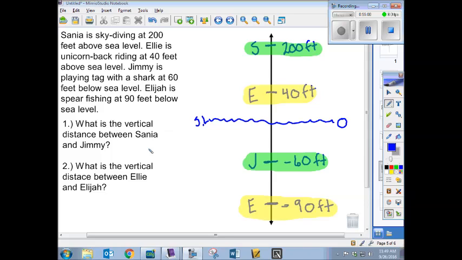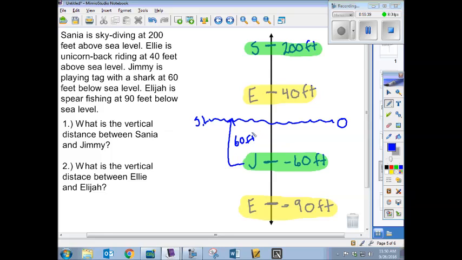Okay? If I want to know the vertical distance between Sanaya and Jimmy, I highlight them both green. We've got to think about this in terms of if Sanaya wanted to go see Jimmy or if Jimmy wanted to go see Sanaya. So we know that Jimmy's down there, what's he doing down there again? Playing tag. Sanaya's up there skydiving. So if Jimmy's down playing tag and he wants to swim to the surface of the water, how far is Jimmy going to have to travel just to get to the edge of the water, Myra? 60 feet. We got to make sure we say feet.